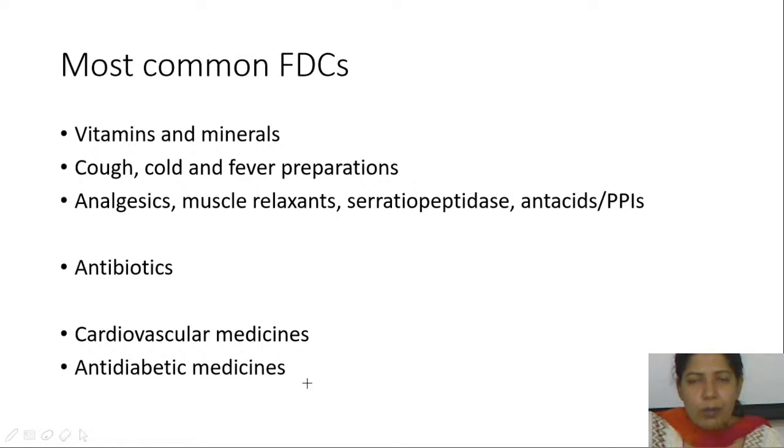Some of these combinations may be required, but then dose titration. Antidiabetics and cardiovascular medicines require frequent dose titration. Antihypertensives also require dose modulation, which becomes difficult if you're using a fixed dose combination. So for example, if you prescribed an FDC of metformin with glipizide, and now a patient is having hypoglycemia, that means the dose of glipizide needs to be reduced. But if you reduce the dose of the FDC, you would be reducing the dose of metformin also.